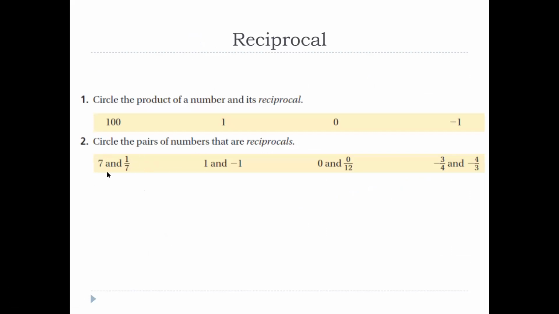Here's what I'm talking about with these in this second line here, circle the pairs of numbers that are reciprocals. 7 and 1/7 are reciprocals. Forget about the signs for a minute. Just think about the flipped over version of one or the other. 0 and 0 and 12. Those are not reciprocals though. It's just the same thing. 3/4, -3/4 and -4/3. That's the other reciprocal on that line.